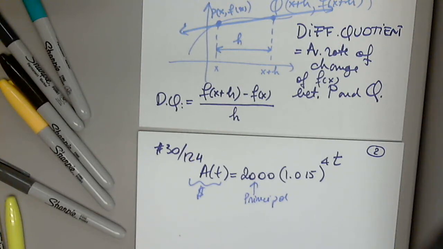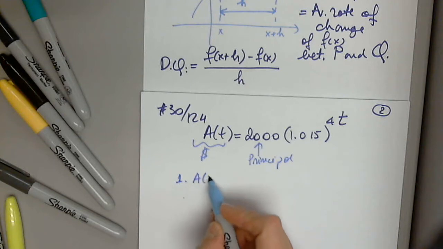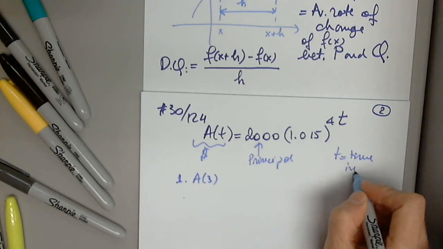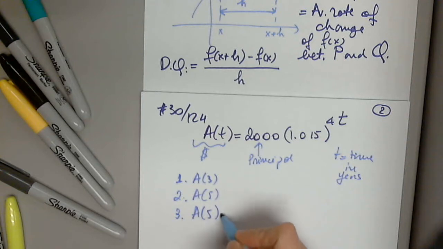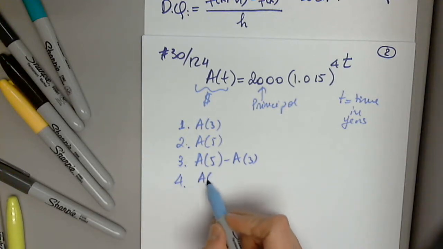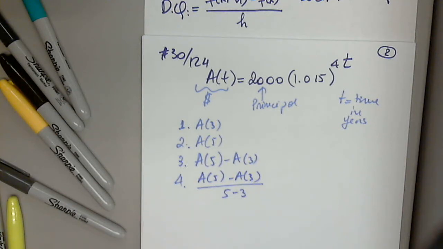We are asked to find a few things. Number one, A of 3, so t is time in years. We're asked to find A of 3. We're asked to find A of 5. And we are asked to find, after that, A of 5 minus A of 3. And in the last step, what do you think they're going to ask us? A of 5 minus A of 3 over 5 minus 3.